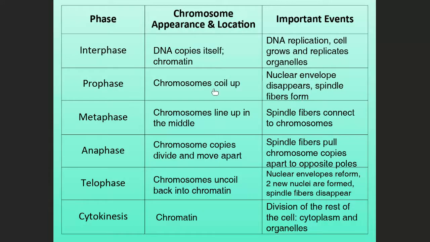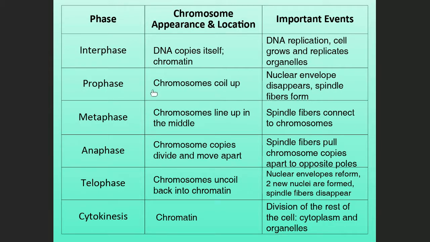Okay, let's examine this complete phase with the help of this tabular form, in which the phases, their chromosome appearance and location, and the important events that took place are shown. In interphase, what will happen? The DNA copies itself in the form of chromatin, and the important events that take place are DNA replication, DNA growth, cell growth, and replication of the organelles. Which organelles will replicate? The mitochondria and other organelles such as chloroplasts.